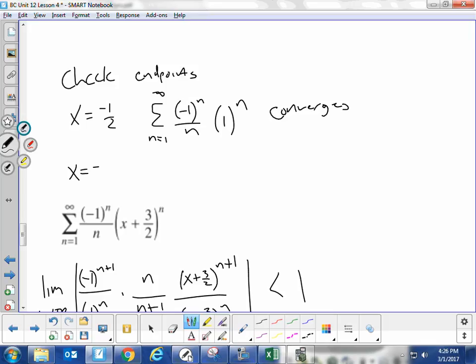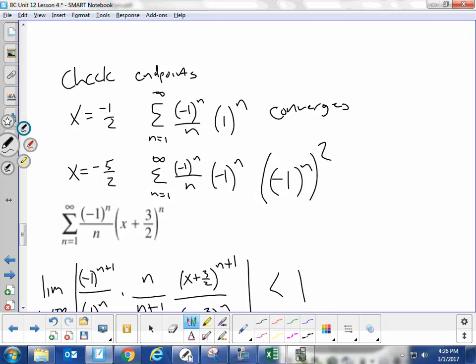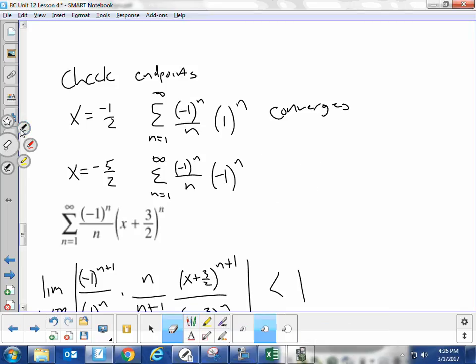Let's check the other one, x equals -5/2. Well, it would turn into the sum as n starts at 1 goes to infinity of -1 to the n over n. -5/2 plus 3 halves would be -1, to the n. -1 to the n times -1 to the n is -1 to the n squared. -1 to the n squared will always be +1. This will end up turning into 1 over n.